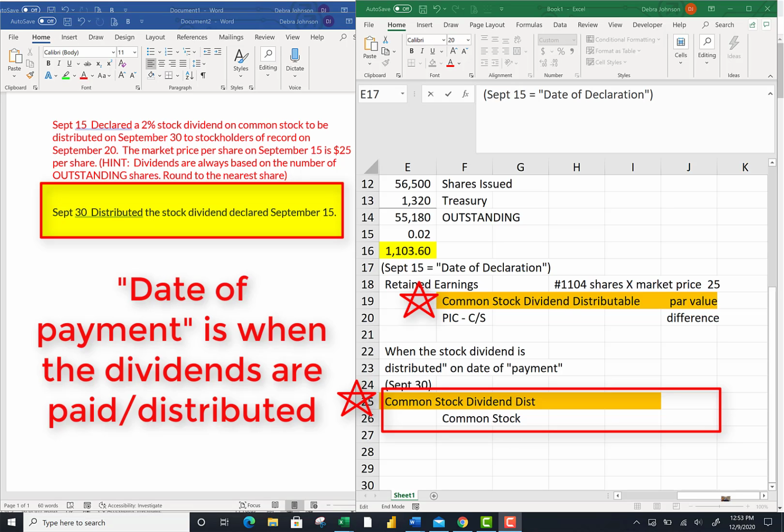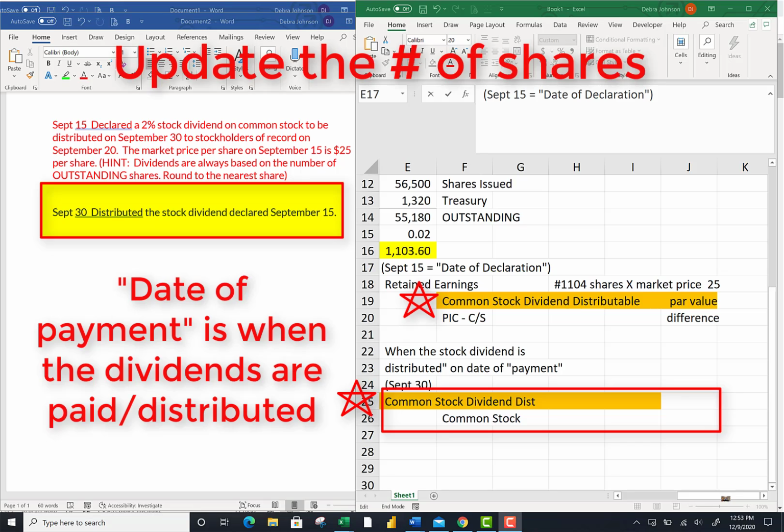As shown on the screen in orange, on the date of payment, the common stock dividend distributable is debited to relieve it, and the credit is to common stock. Again, this is always at the par value. Don't forget to add those additional shares, those 1,104 shares in, to the common stock account once you make that journal entry. If you miss those shares on the next dividend that the company pays, you'll have an error.